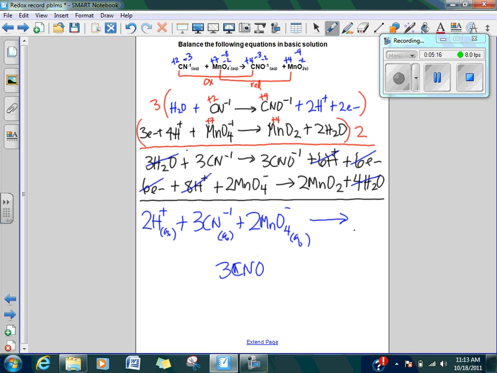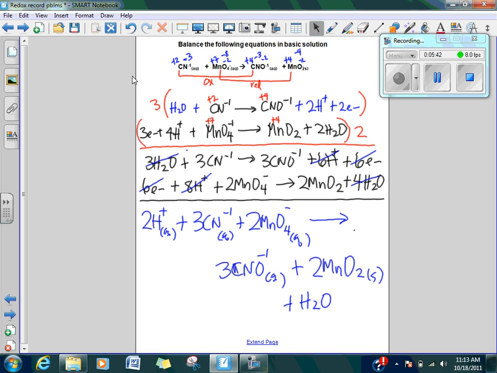Continue to add everything together. And that was in a solid state. And then I also have one water that is left over. Now, if I continue to move this down, you guys can see that this would be a balanced equation in an acidic solution.